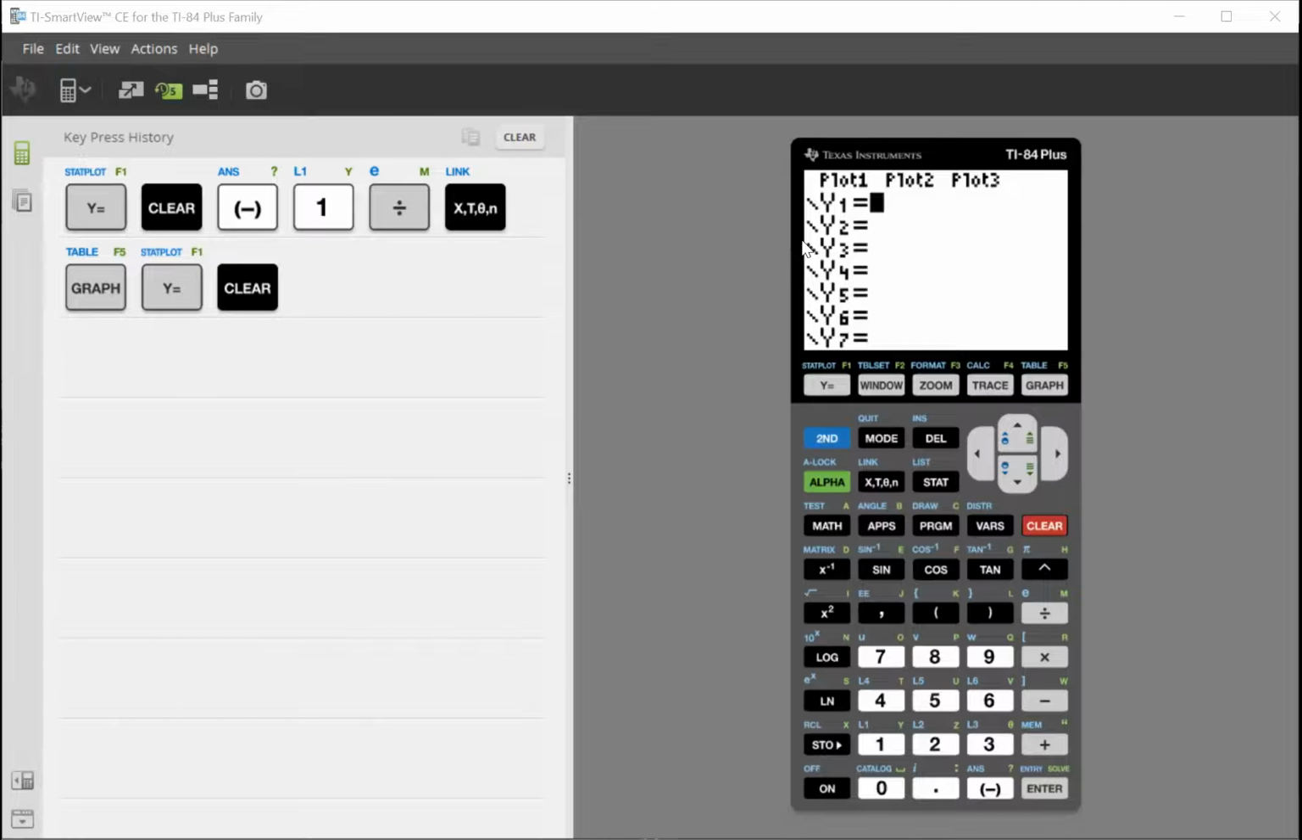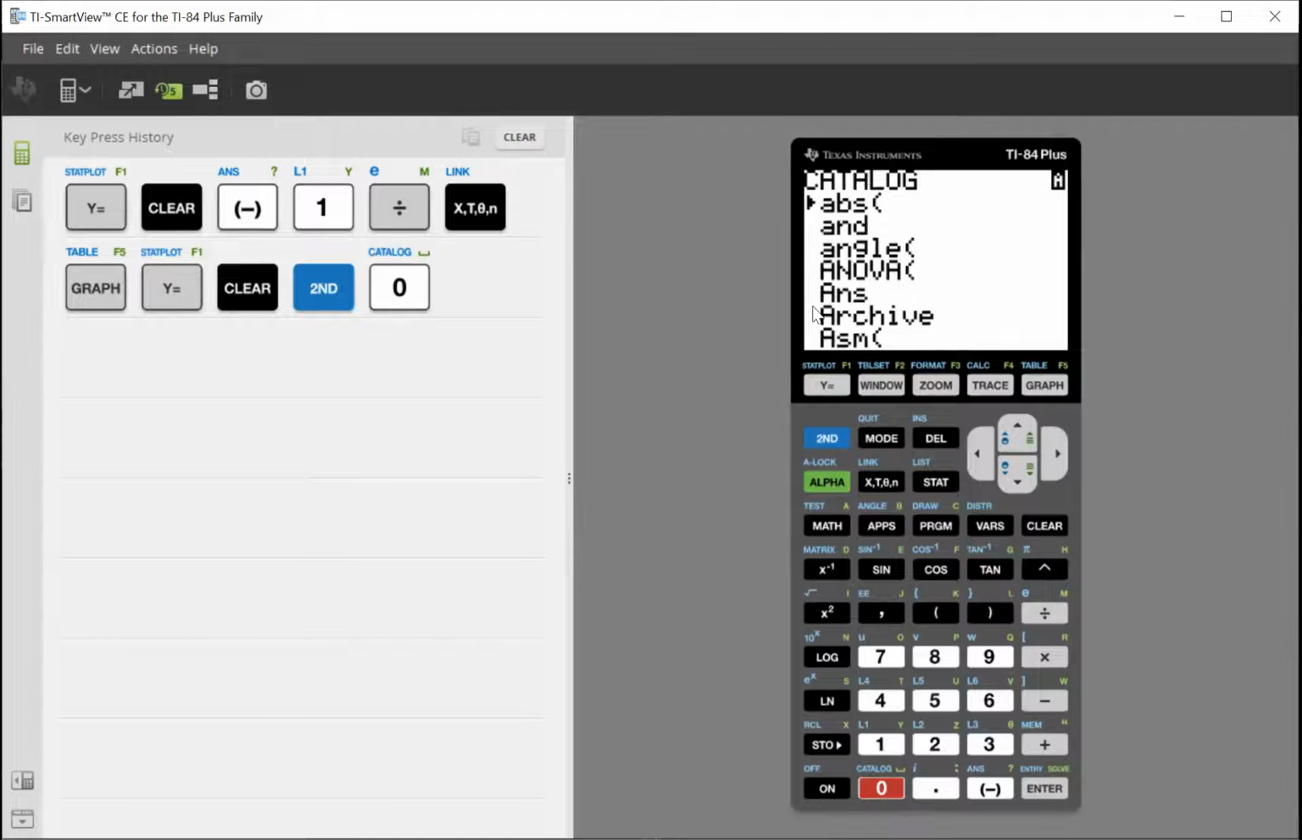All right, so here's a trick to get absolute value. You got to come down here. There's 2 ways to get it. One way is if you hit second, zero for the catalog. The very first thing you see there is ABS, which means absolute value. So hit enter on that, and it's going to bring the bars up. So then you just put in the X plus five.